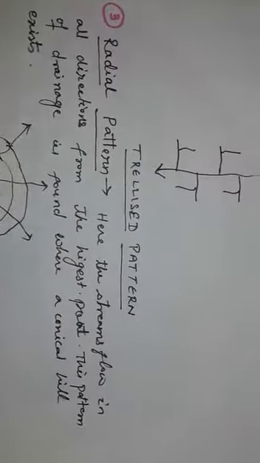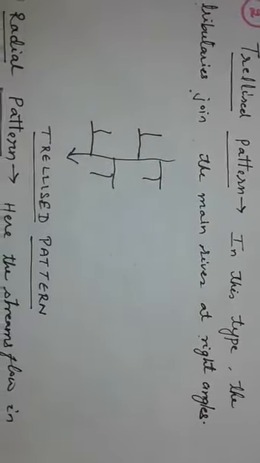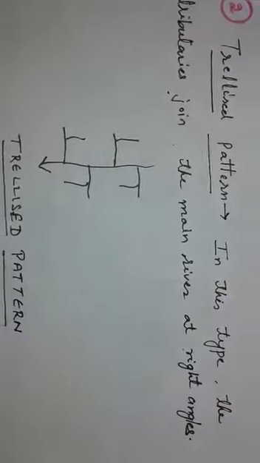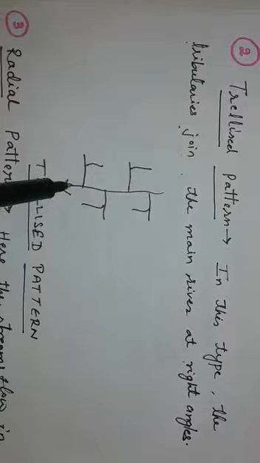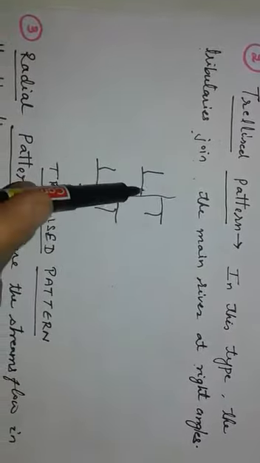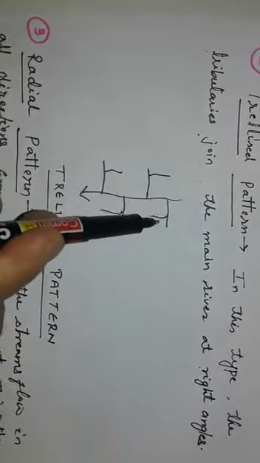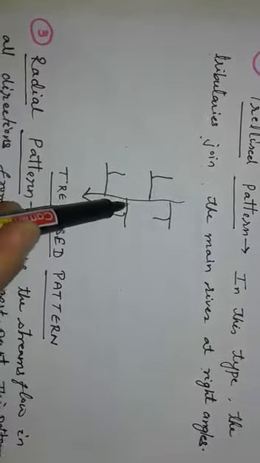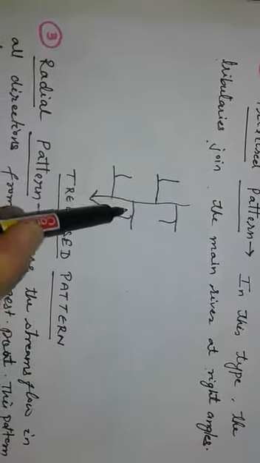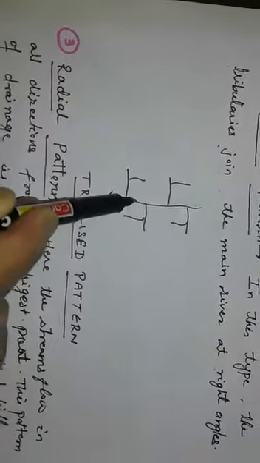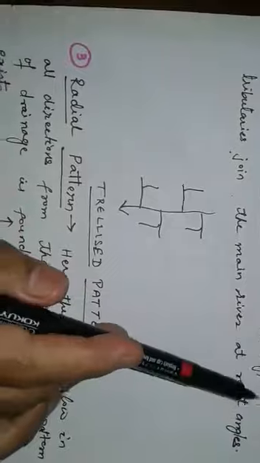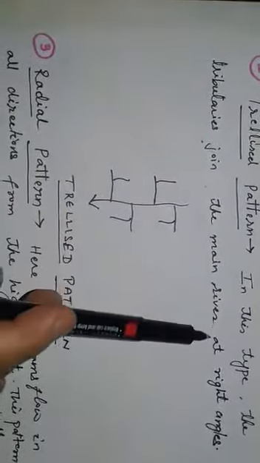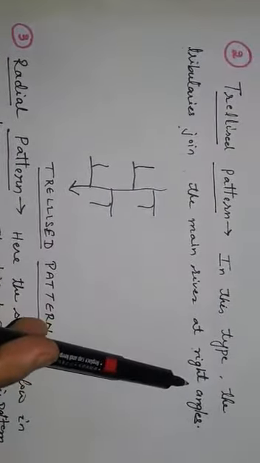Now we will discuss, children, the trellised pattern of the drainage system. There is the main river over here, and just parallel lines will be there, the branches of the streams at right angle to the main river. See here, they will form the right angle. So, trellised pattern: in this type, the tributaries join the main river at right angles.